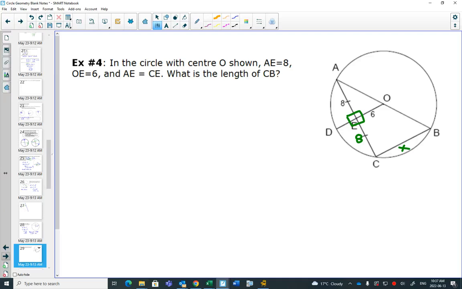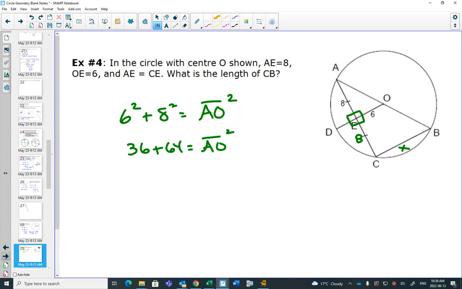Can you see that that makes a right angle triangle? And with a right angle triangle, you can do a squared plus b squared equals c squared. So 6 squared plus 8 squared equals AO squared. And then if I do these, I get 36 plus 64 equals AO squared. And maybe you recognize this as another 3, 4, 5 hidden. 6, 8, 10 is another 3, 4, 5 times 2.